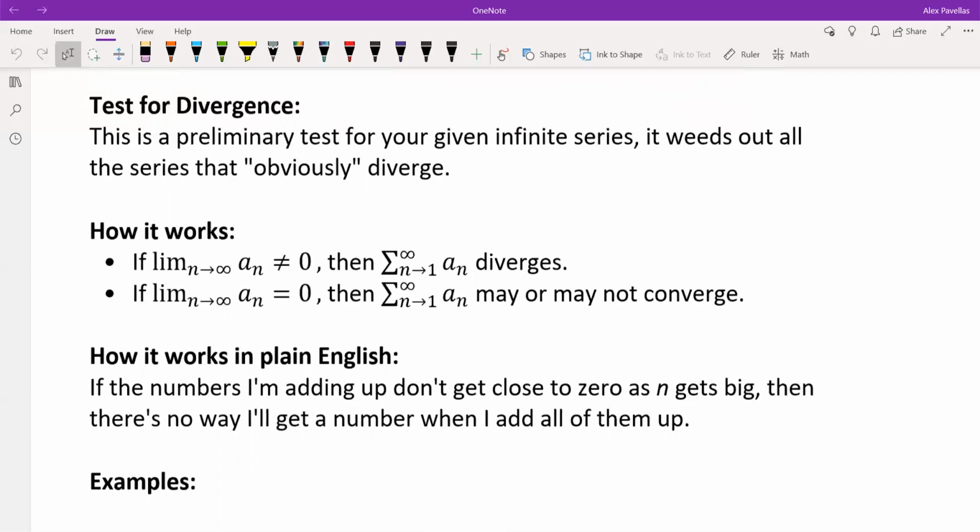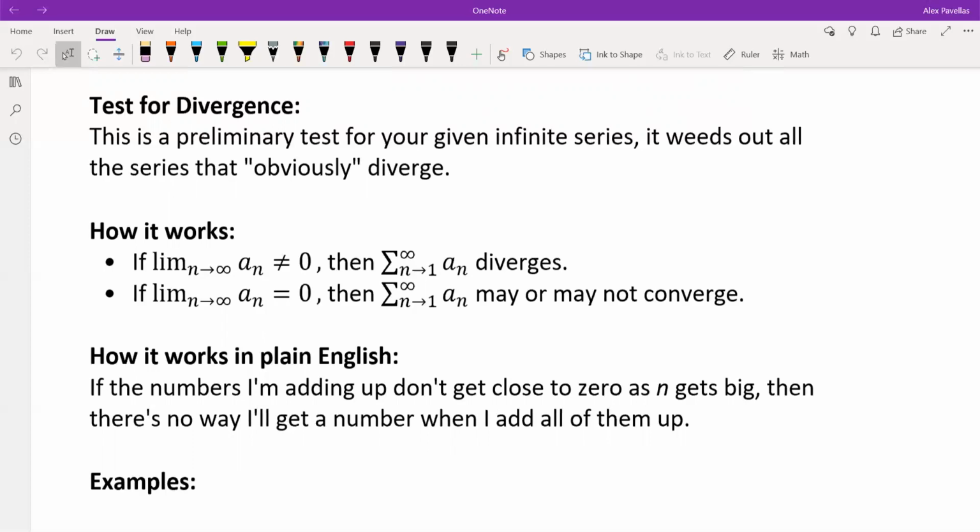All right, so how it works: if the limit of the numbers in the series is not 0, then the series diverges. And if the limit of the numbers in the series is 0, then your series may or may not converge. Further testing is required. So, what does that mean? In plain English, if the numbers I'm adding up don't get close to 0 as n gets big, then there's no way I'll get a number when I add all of them up.